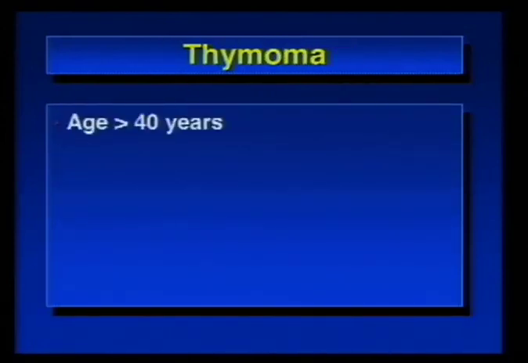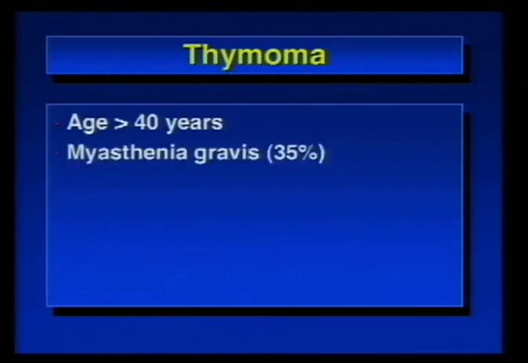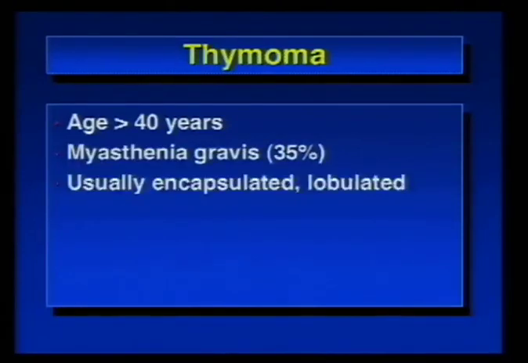Okay, so thymomas are most common in patients over the age of 40 years. If patients are in their 20s or 30s, you probably shouldn't include thymoma in the differential diagnosis, unless there's a reason to. For example, they have myasthenia gravis. If the patient has myasthenia gravis, then thymoma is definitely a consideration for an anterior mediastinal mass. 35% of patients with thymomas do have myasthenia gravis.